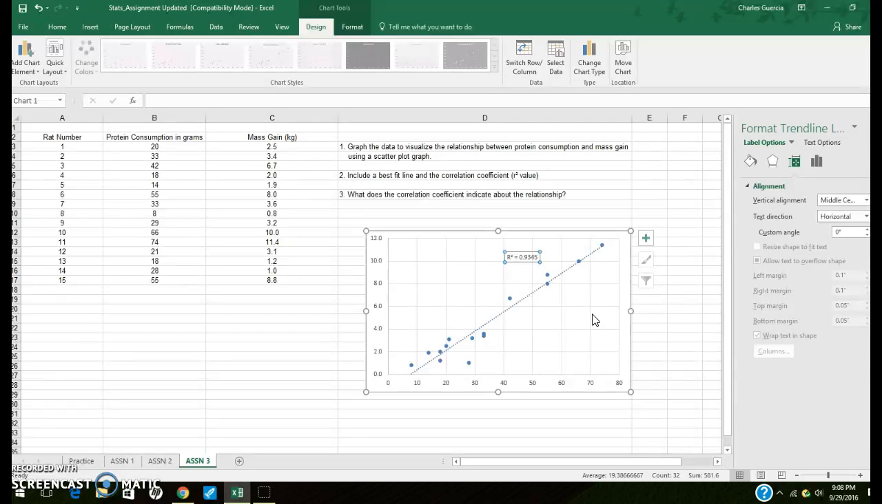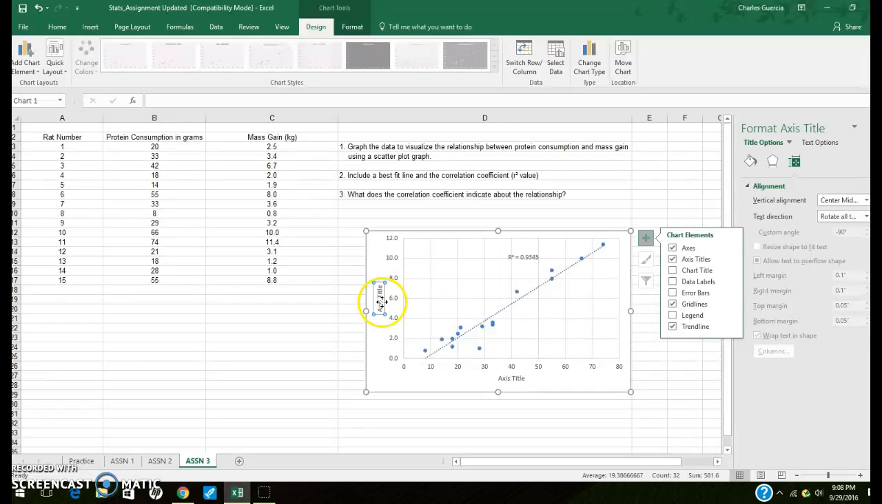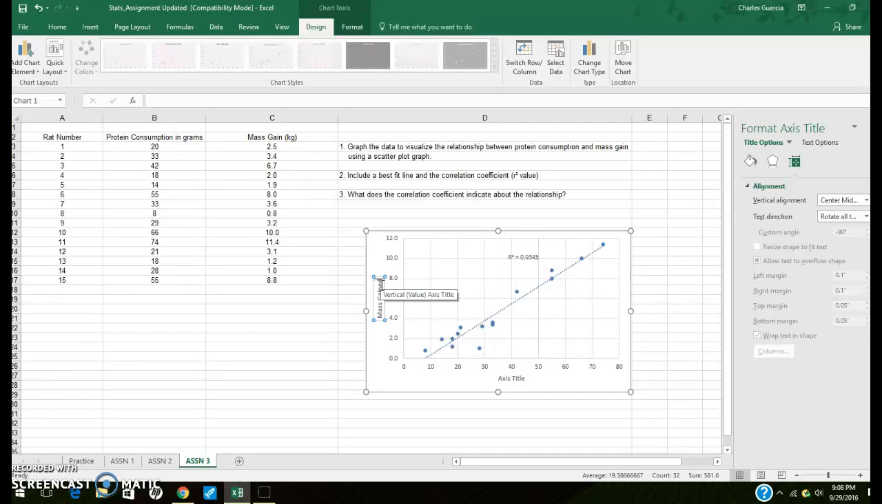Now again, we want to label our axes. So we go here, we're going to go to axis titles. So on this axis, okay, we're looking at our mass gained, okay, and that's going to be in kilograms.